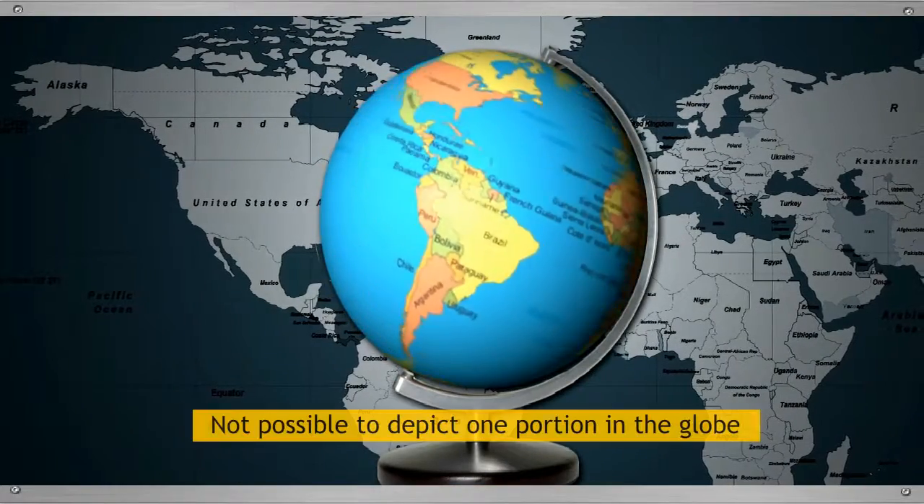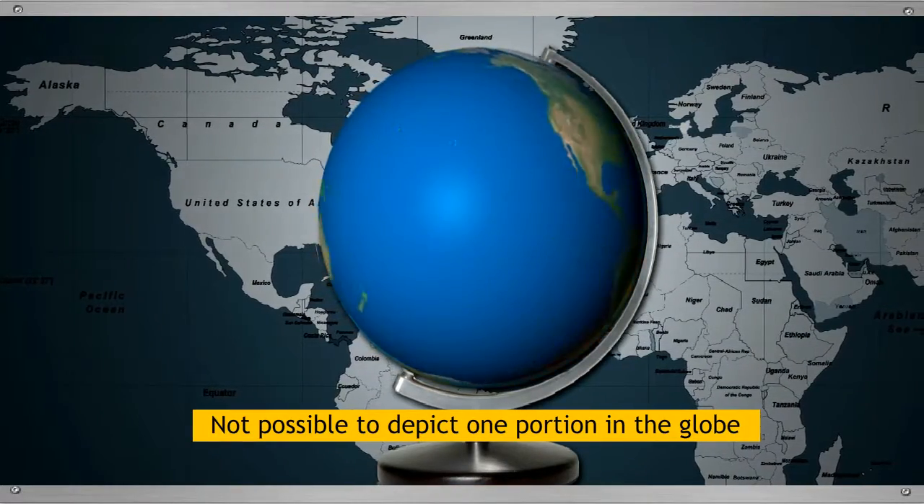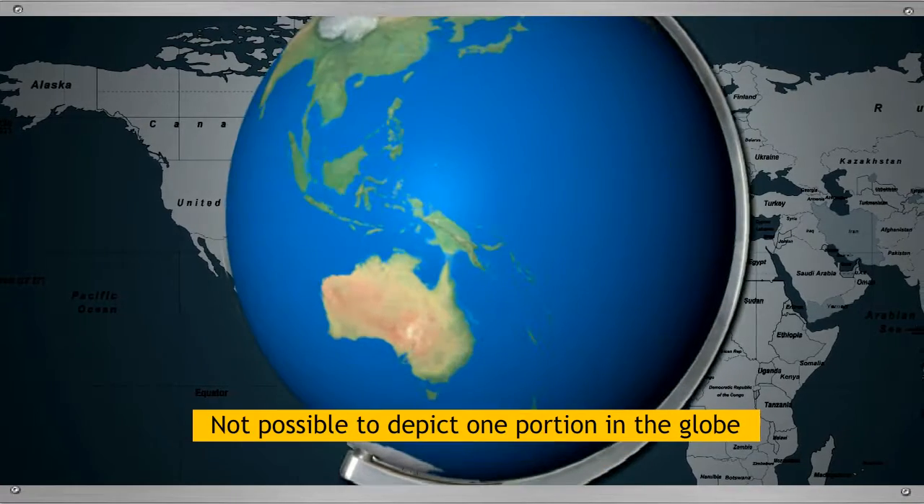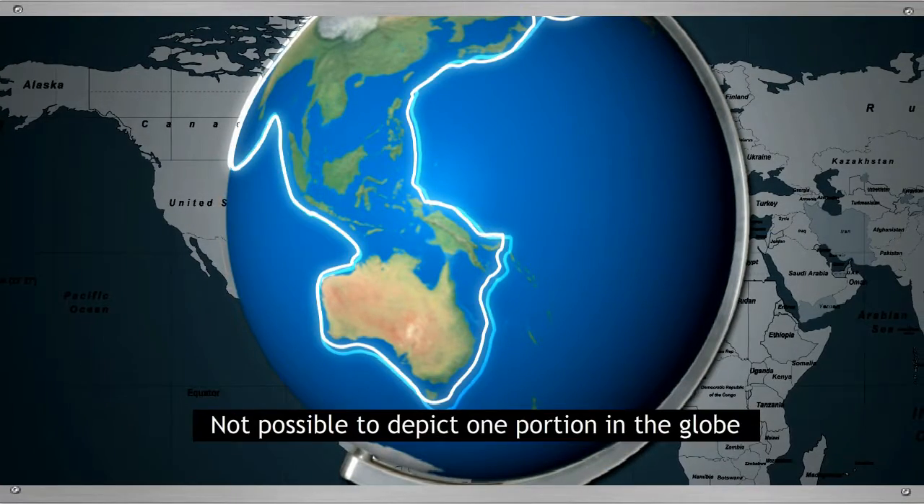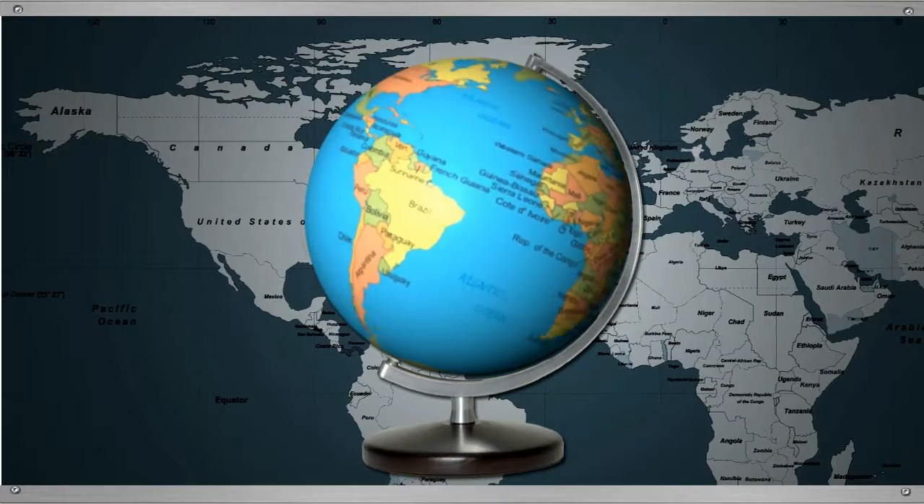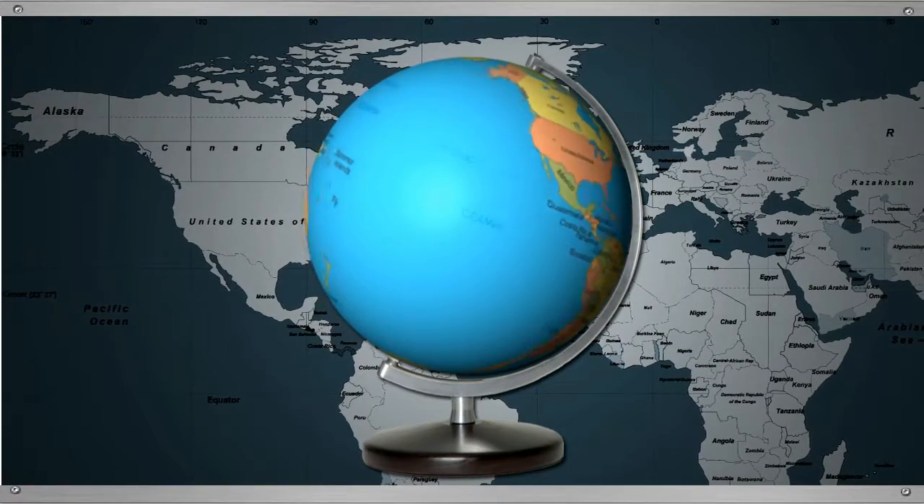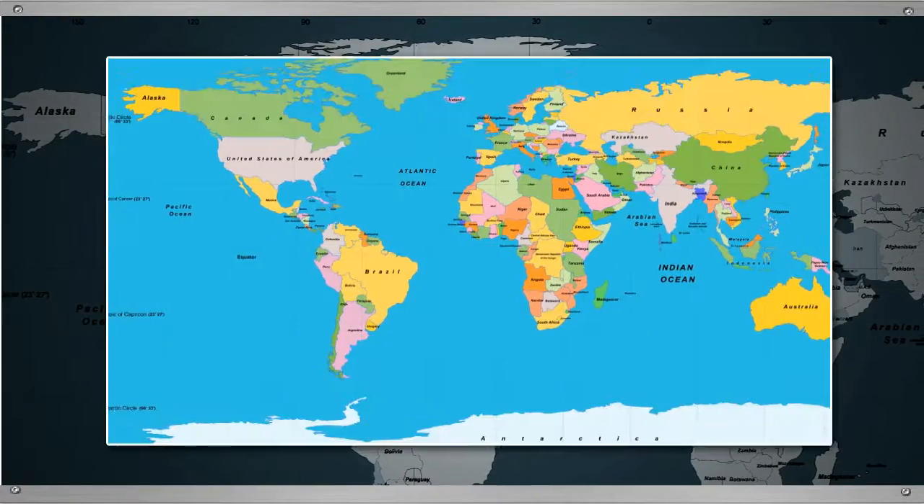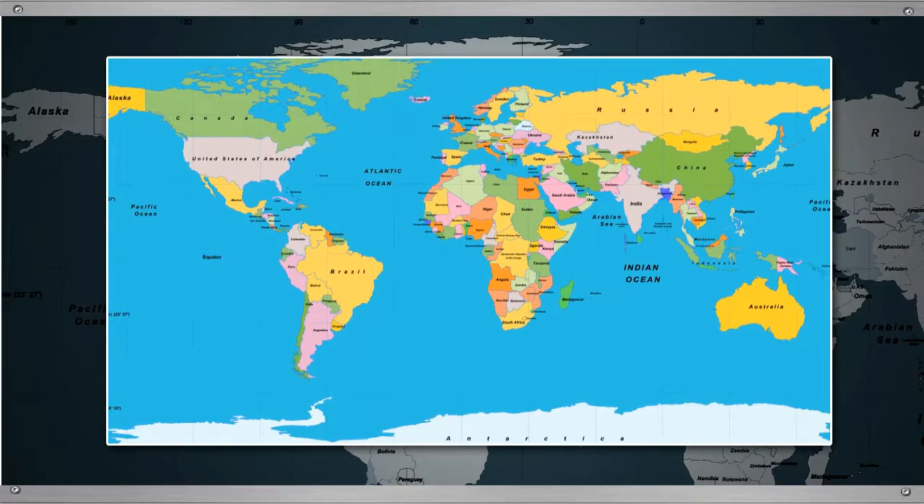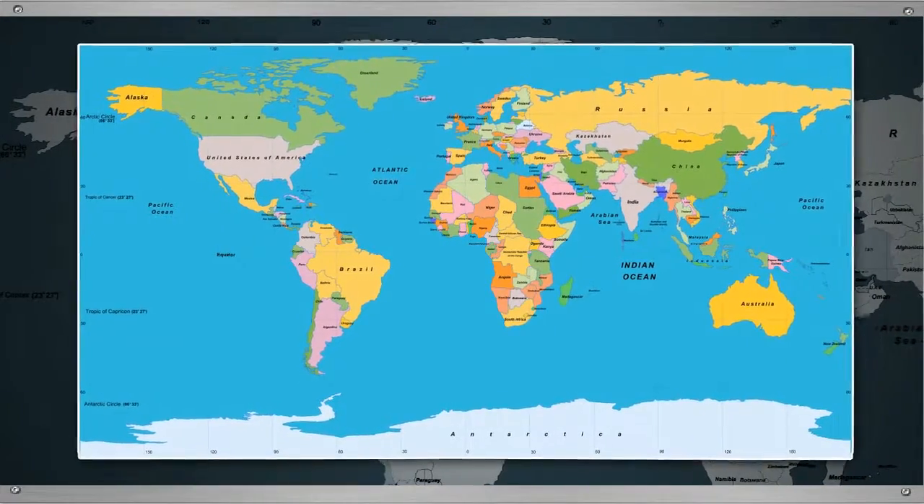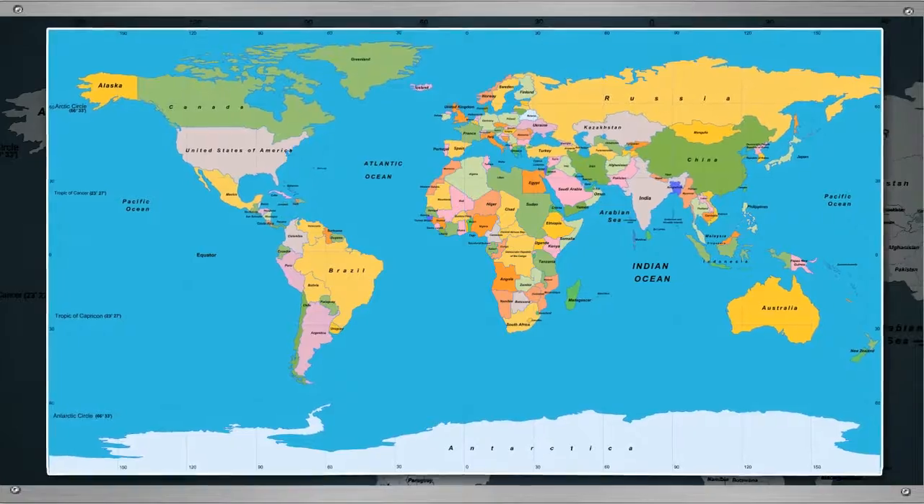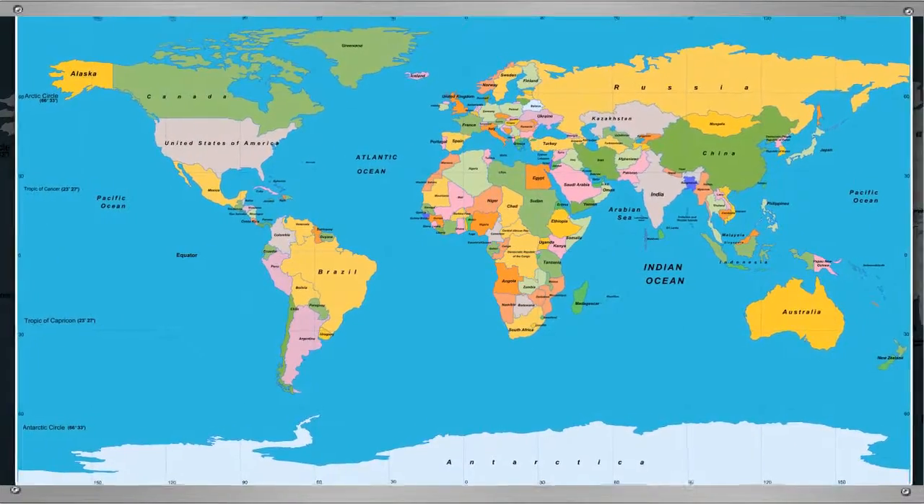Also, it is not possible to make a globe in such a way that only a part of land is in the globe. In order to overcome the difficulties in using the globe, maps were introduced. Maps are an alternate for the globe, which are drawn on a flat surface like paper.